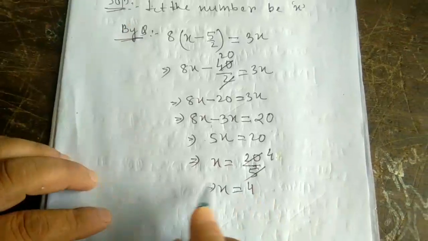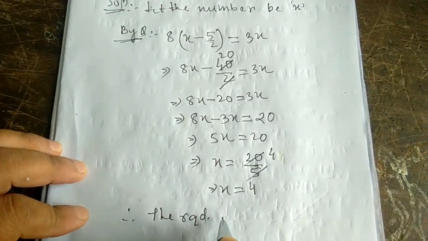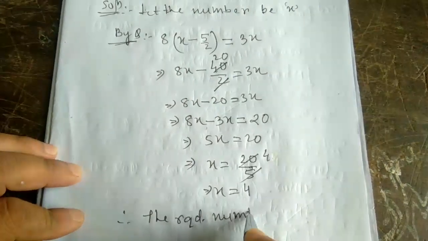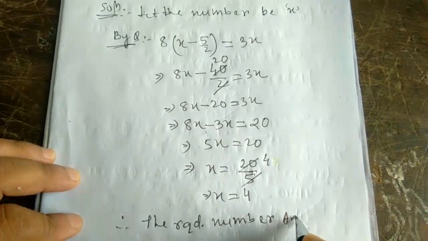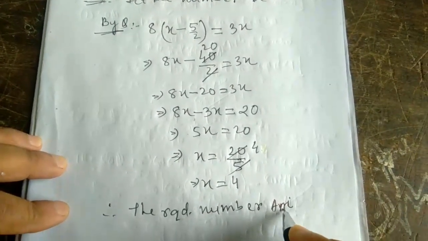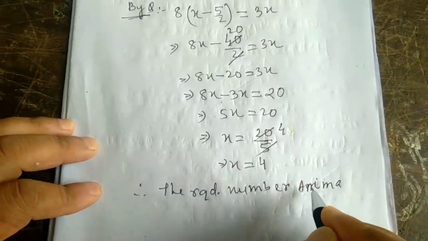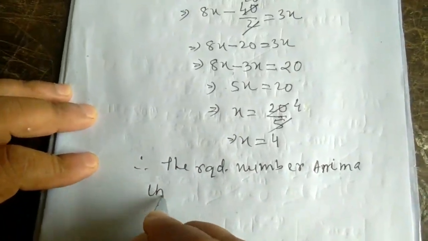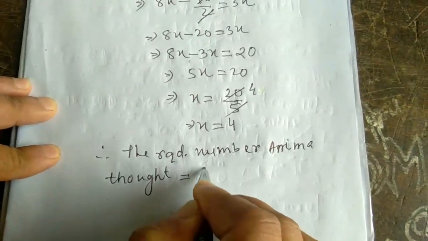So what is the number she thought? Therefore the required number Anima thought equal to 4.